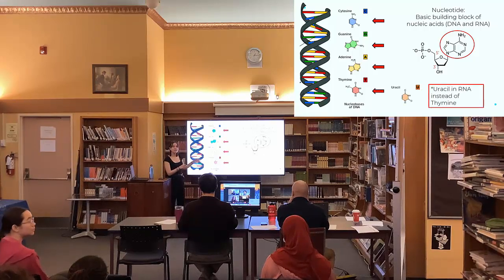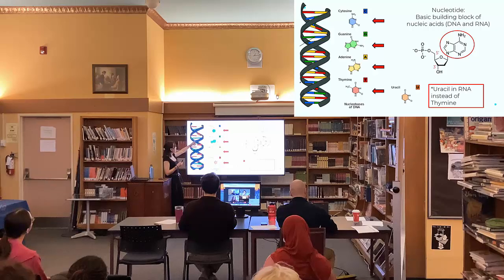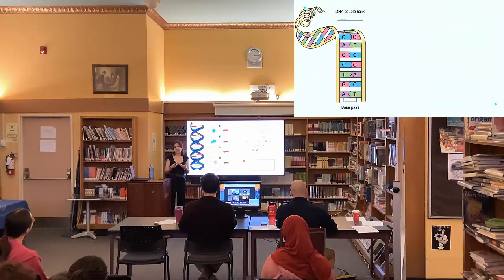I would also like to note that in RNA, which is different from DNA, uracil replaces thymine. As we can see here, with the base pairing of DNA, cytosine always binds with guanine, and adenine always binds with thymine, or uracil in the case of RNA.